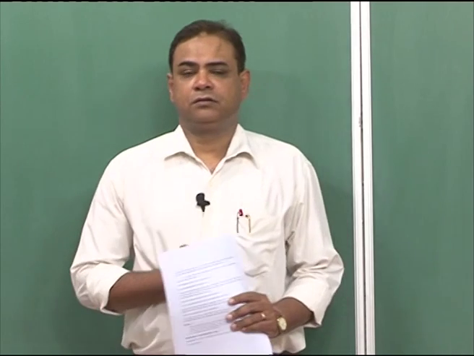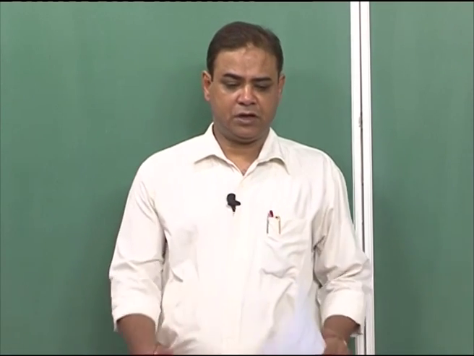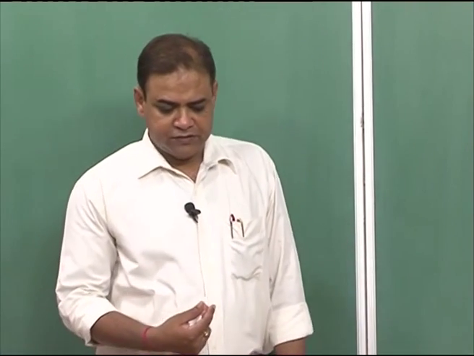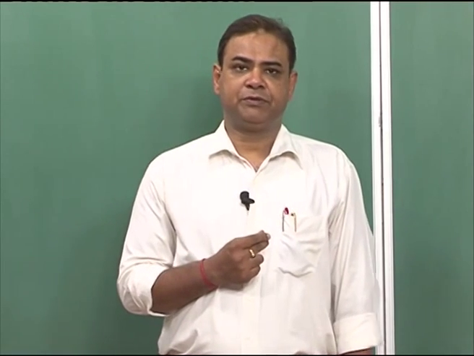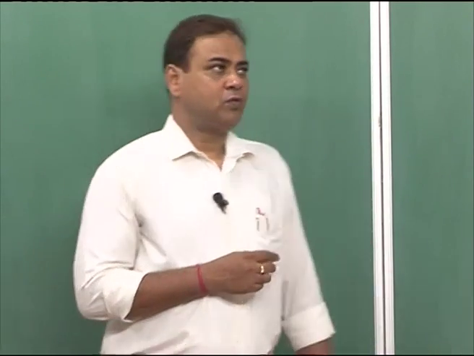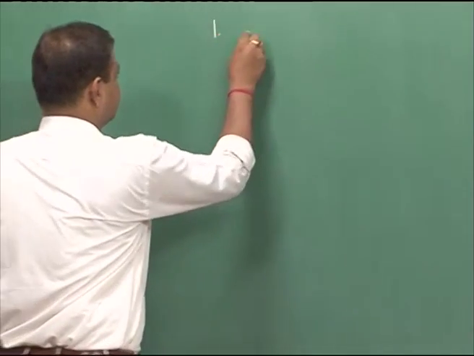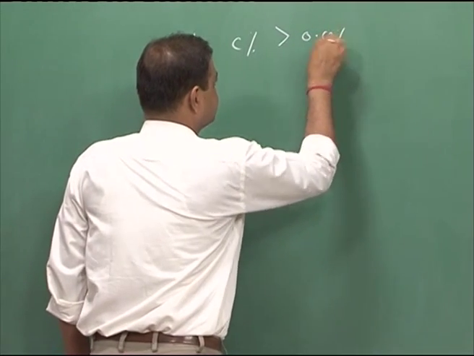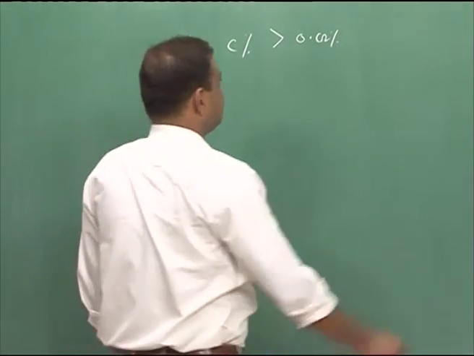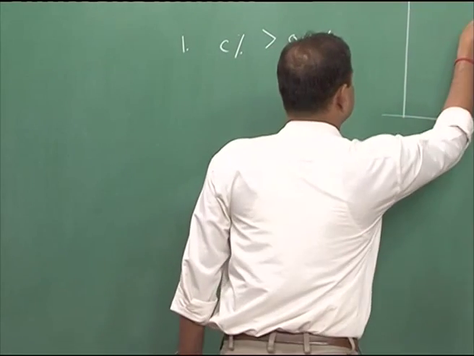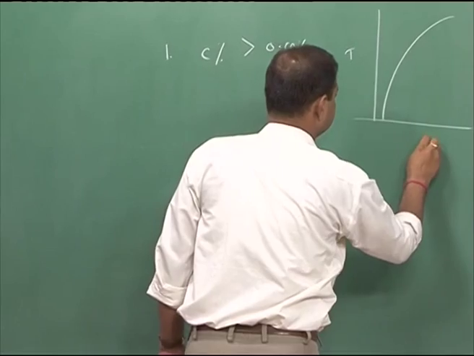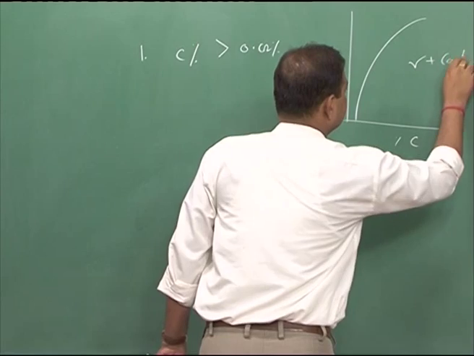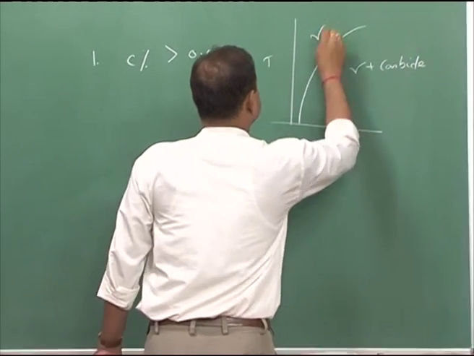So, we see that two criteria need to be satisfied in order to get chromium carbide precipitation along the grain boundary. One, the carbon content, the carbon percentage, should be beyond 0.02%, and we have seen from the phase diagram that this is temperature, this is percentage of carbon, and this is austenite plus carbide, and this is the austenite zone.